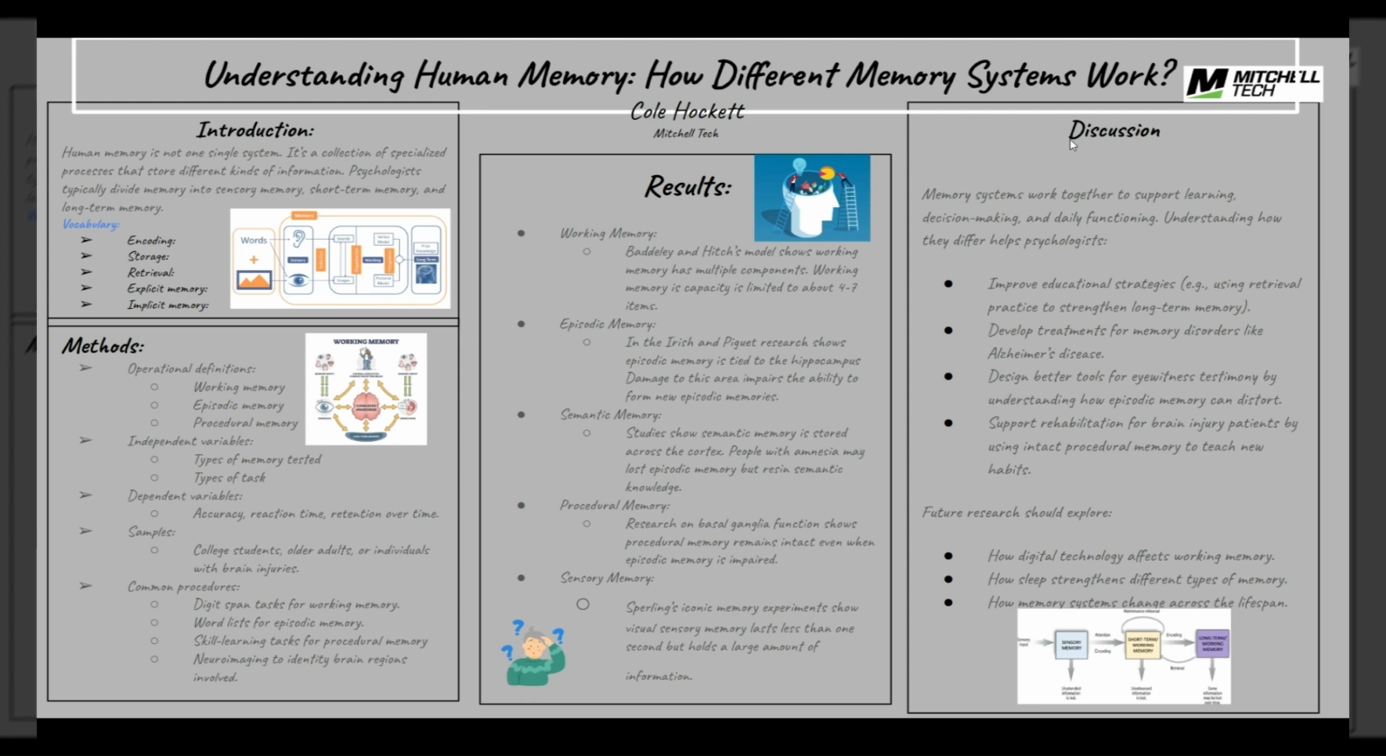Next we're going over to discussion. Memory systems work together to support learning, decision making, and daily functioning. Understanding how they differ helps psychologists.